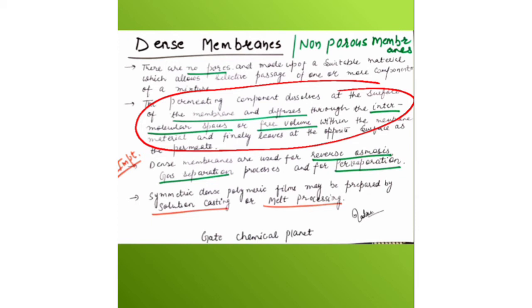The symmetric dense polymeric film may be prepared by solution casting or melt casting. So it is again an important one. In an exam it may be asked what is the preparation method of dense membrane. So symmetric dense polymeric film may be prepared by two techniques, by solution casting or by melt processing. So remember these two techniques for the preparation of dense membrane.